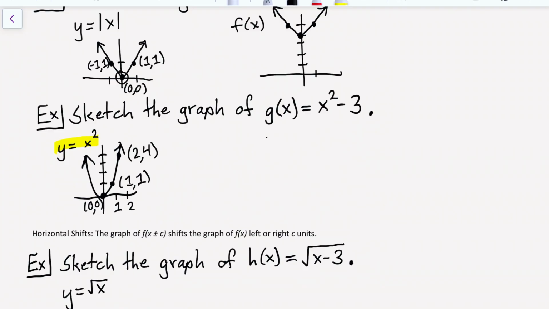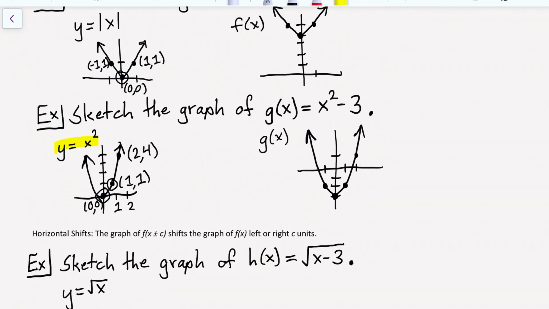For this transformation, as we sketch the graph of g of x, every y value is being moved downward 3 units. So instead of a point at (0, 0), I'm now going to have a point at (0, -3). Instead of a point at (1, 1), I'm now going to have a corresponding point at (1, -2). And then on the other side, a point at (-1, -2). Instead of a point at (2, 4), I'm going to have a point at (2, 1). This is enough information to sketch the graph of this transformed function.